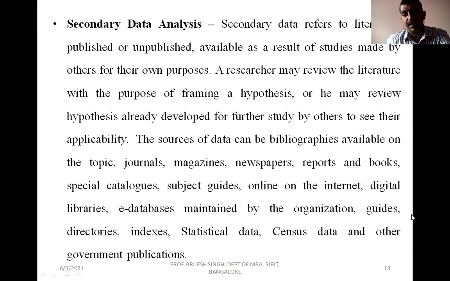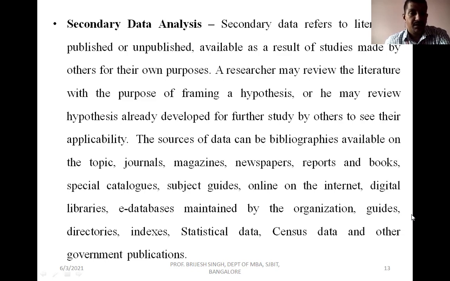So secondary data refers to the literature or any kind of published or unpublished data which is available for the study's purpose, and which was made by individuals for their own purposes. The researcher may review the literature for the purpose of framing a hypothesis, but this will be only a tentative hypothesis.